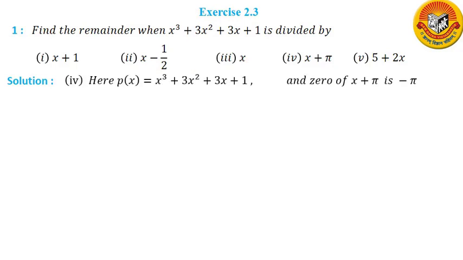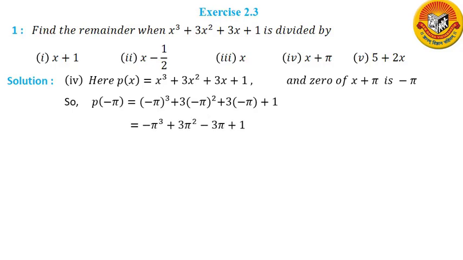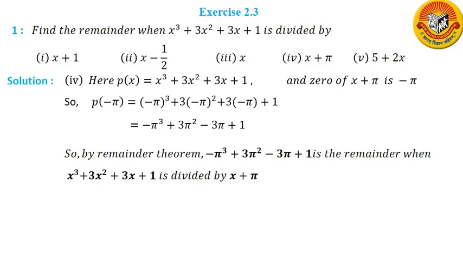Now the zero of x plus pi is minus pi, so I replace x with minus pi. I will get P of minus pi as minus pi cube plus 3 pi square minus 3 pi plus 1, and this is my remainder. There is no need to substitute this pi with 22 upon 7 or 3.14. So I will say that by the remainder theorem, minus pi cube plus 3 pi square minus 3 pi plus 1 is the remainder when x cube plus 3x square plus 3x plus 1 is divided by x plus pi.